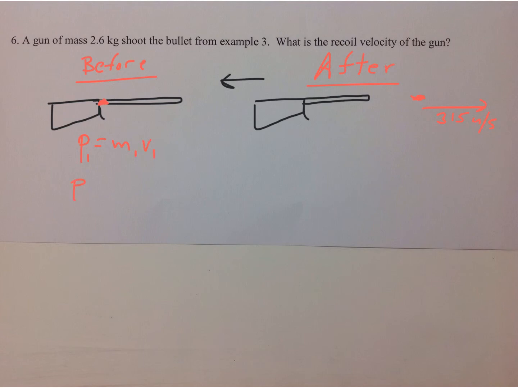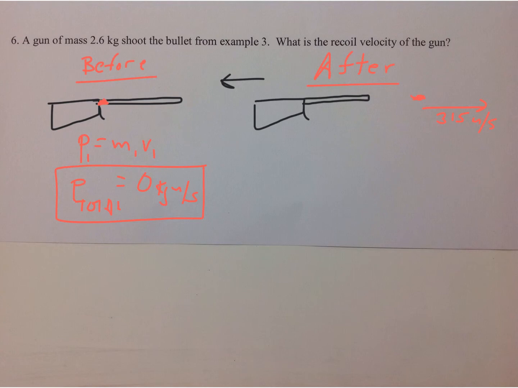So P1, which is P total, is 0 kilogram meters per second. There's nothing moving. So that's what our momentum must be afterwards. That's what's conserved. The momentum before the collision or event, explosion here, is equal to the momentum afterwards.